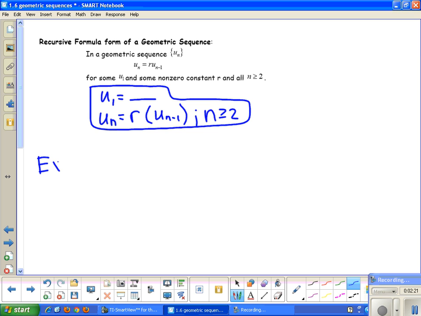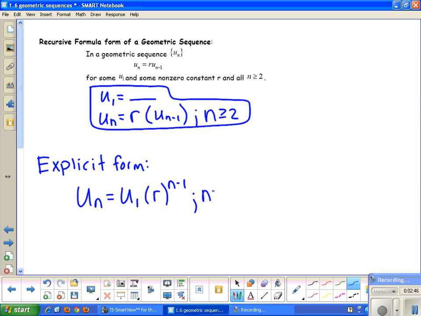For an explicit formula, I don't need to know the previous term, but to get to the nth term, I have to know the first term times your common ratio to the n minus 1 power, because whatever term we're on, we need to figure out how many times we've multiplied by our common ratio. And this would be for values of n greater than or equal to 1, because if our first term is u sub 1, I should be able to plug 1 into my equation for n and end up with my first term. So this would be the explicit form. Those are the two forms that you need to have memorized.